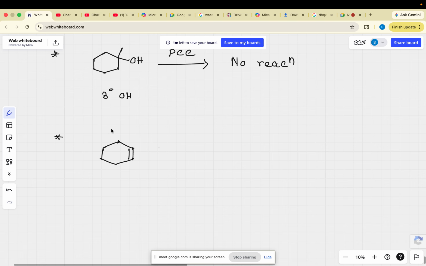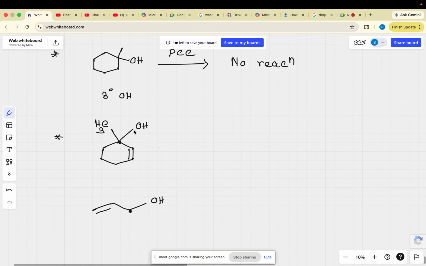Do you know what an allylic alcohol is? It is a carbon connected to a carbon-carbon double bond. You have a double bond, and on the next carbon you have an OH, like CH2OH. So the OH is attached to the next carbon of the carbon-carbon double bond. Here also it is the same: OH is attached to the next carbon of the carbon-carbon double bond. So this is an allylic alcohol.